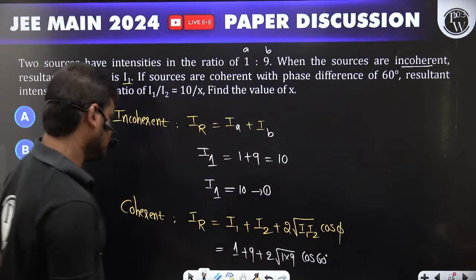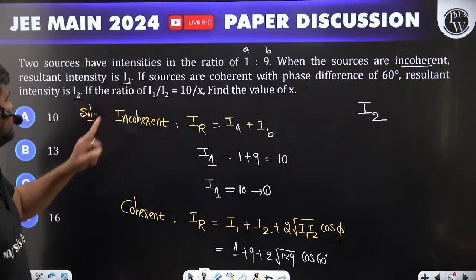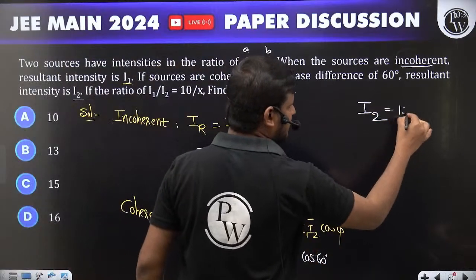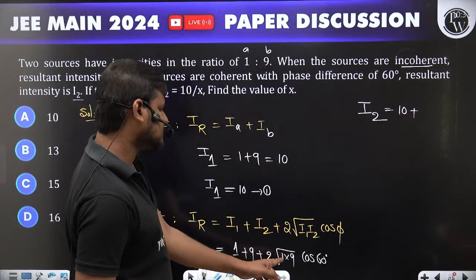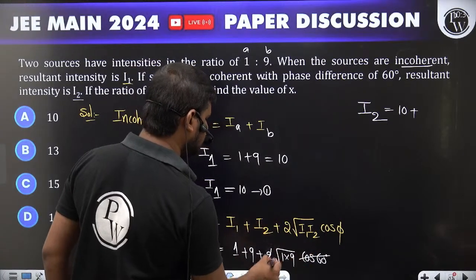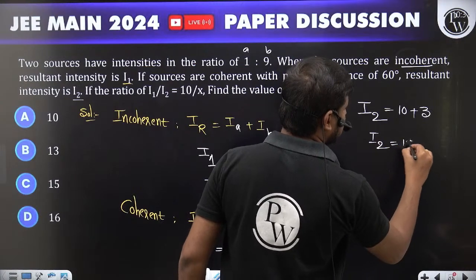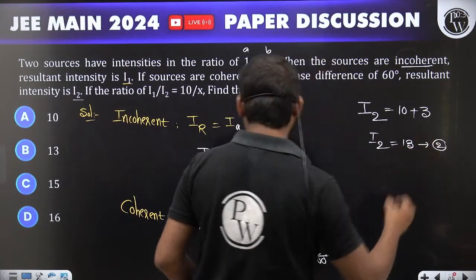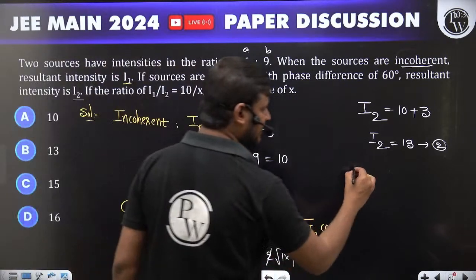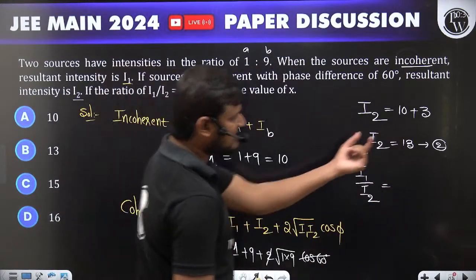Done. Now I can write the I resultant in the second case, the coherent case, I2. So I2 is equal to 1 plus 9, 10, plus 2 into this part, which is 3, and then cos 60 is 1 by 2, the 2 cancels, so this part is 3. So I2 will be 13. Now I got I2 as 13, I1 as 10. They gave the I1 by I2 ratio, so I1 by I2 will be 10 by 13.